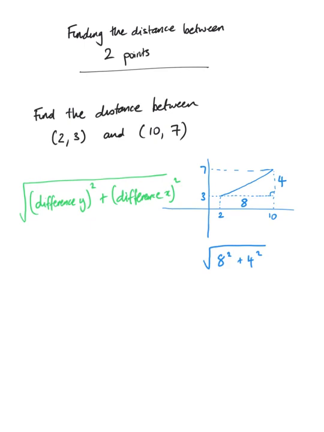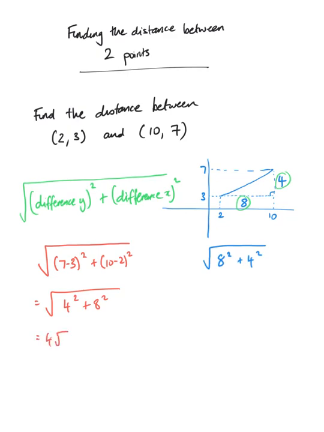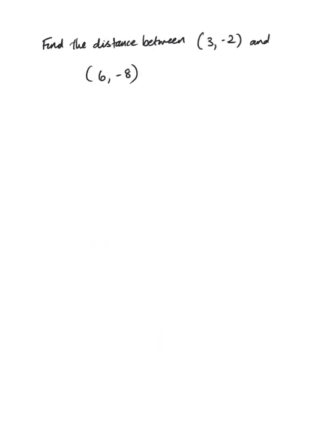The difference in x is going to be 10 minus 2, which is 8, which we've got here. And the difference in y is 7 minus 3, which is 4, and I've got that there. So to actually solve this without having to draw everything out, I'm just going to do the square root of (7 minus 3) all squared plus (10 minus 2) all squared, which gives me the square root of 4 squared plus 8 squared, which is 4 root 5, or if I need to put it as a decimal, 8.94 to 3 significant figures.